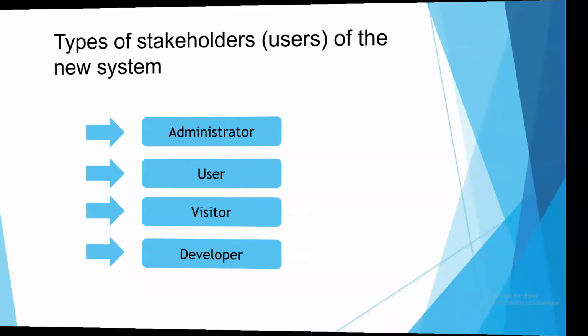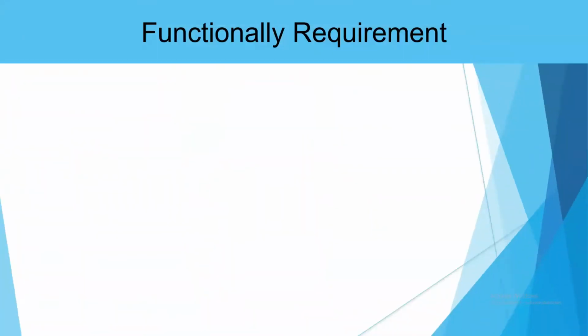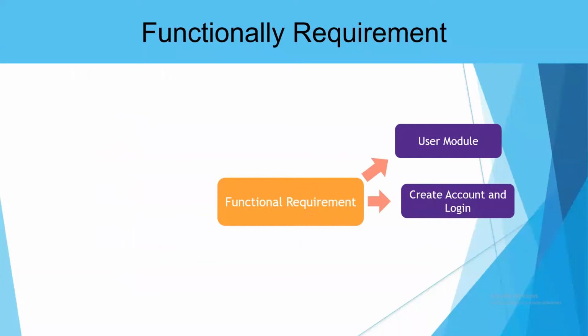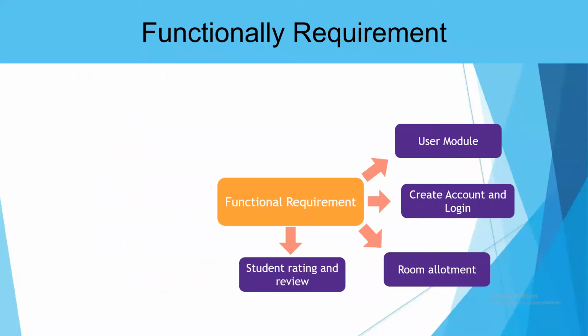Now I will move on to the next topic, functional requirements. User module. The user module helps the administrator and user to log in to the homepage only if the password and username match. Create account and login. The user will generate their profile and give proper information like student name, phone number, room number, address, email, and password. After creating it, the user will log in by email and password.